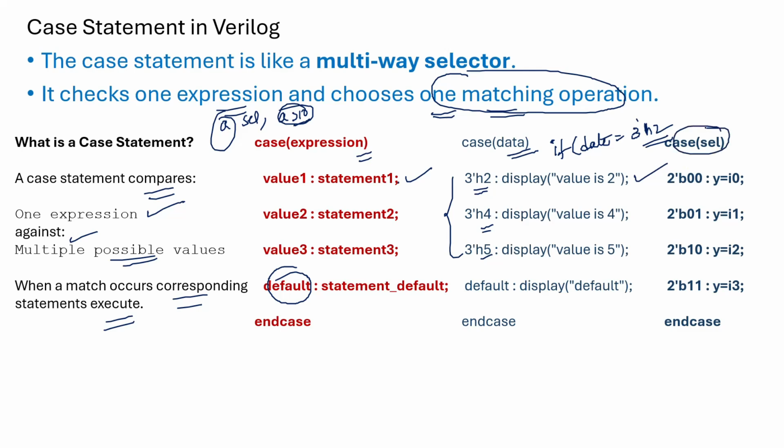Similarly, you are considering the select line. In this select line, I have four conditions: 00, 01, 10, and 11. For 00, this value will be selected, and for 11, the y3 value will be selected. So you are giving only a single select line, but you are selecting among multiple statements. That is the case statement.